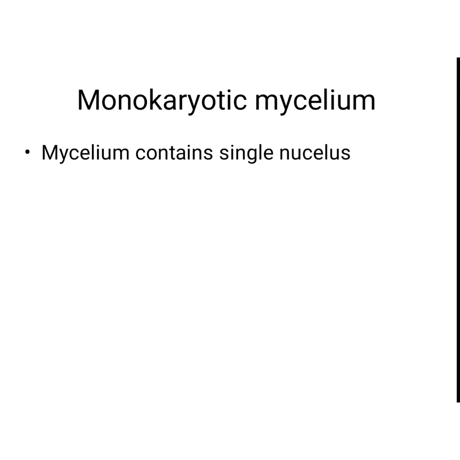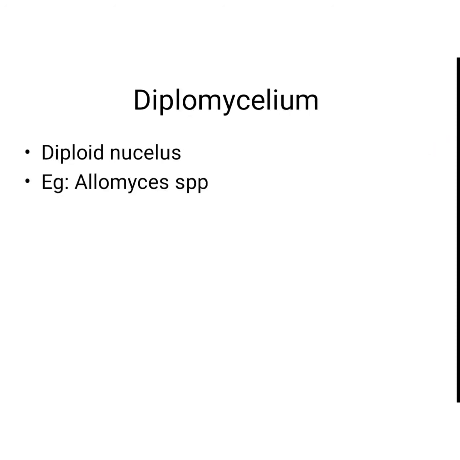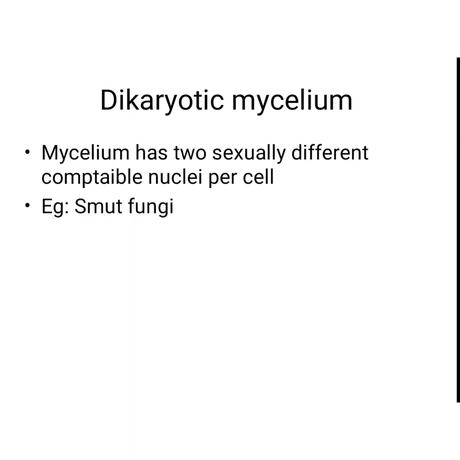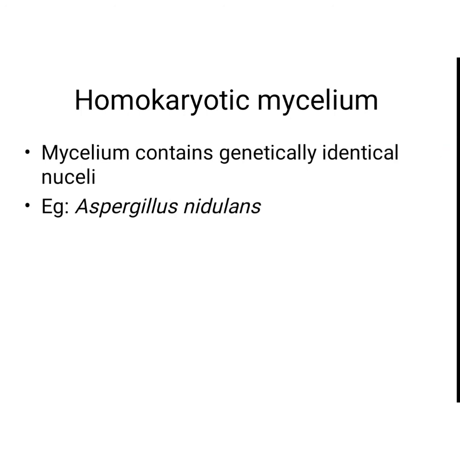And coming to the monokaryotic mycelium, the mycelium contains a single nucleus. Mono means single, karyo means nucleus. It is known as haplomycelium. And diplomycelium refers to mycelium with a diploid nucleus. Examples are very important. Example is Allomyces species. And dikaryotic mycelium has two sexually different compatible nuclei per cell. It denotes the dikaryophase of the life cycle of fungi. Example is smut fungi. It is a very important example. Please take a note.